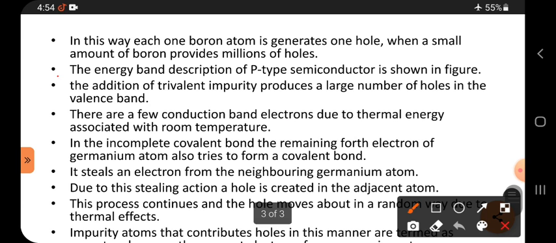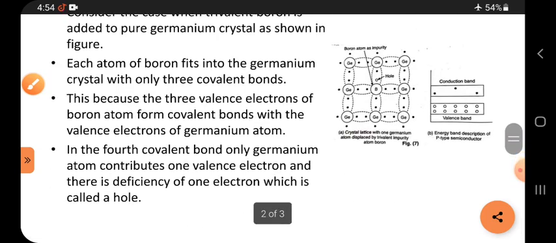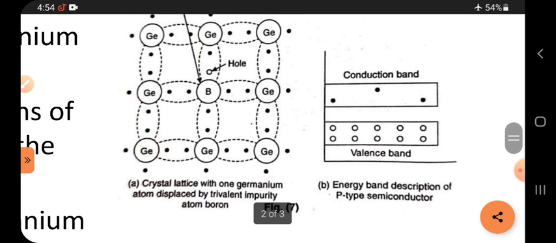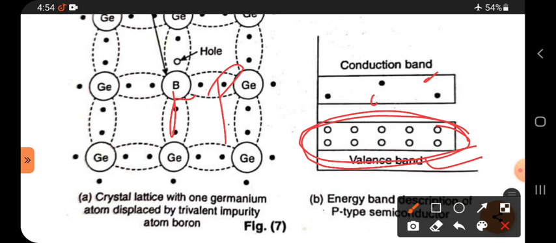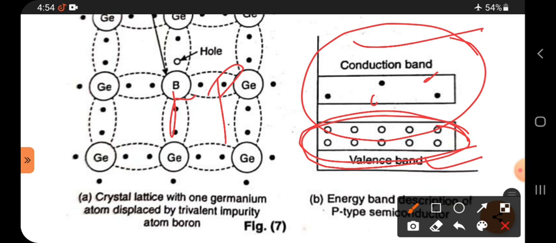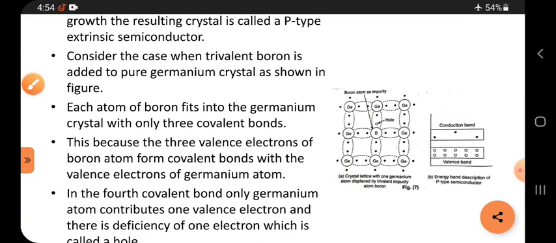Now the energy band description of the p-type semiconductor is shown in the figure. In the last video on n-type, if you observe the energy band, a large number of electrons are shown in the conduction band, because that is n-type, and fewer holes are shown in the valence band. But this is p-type, so more holes are present in the valence band and fewer electrons are present in the conduction band. This is the energy band description.